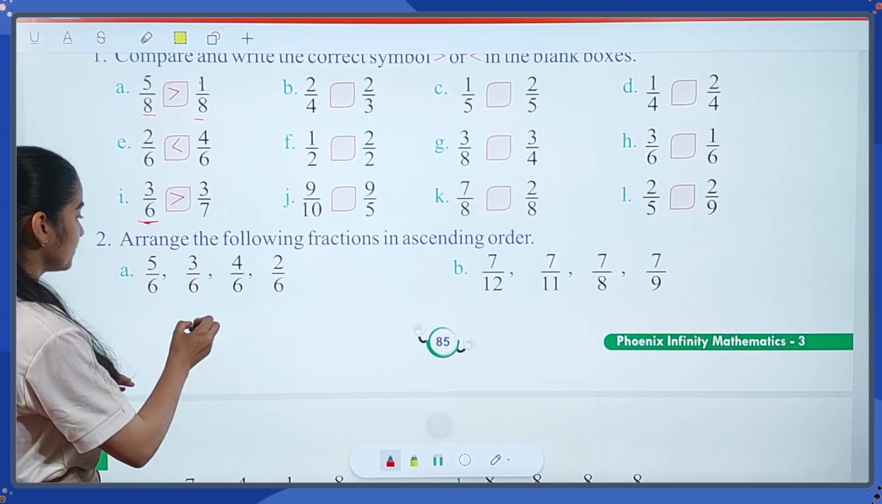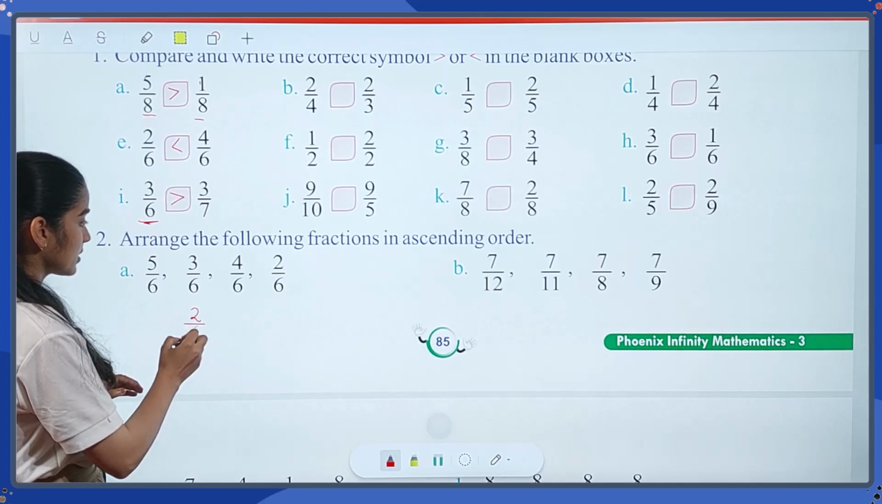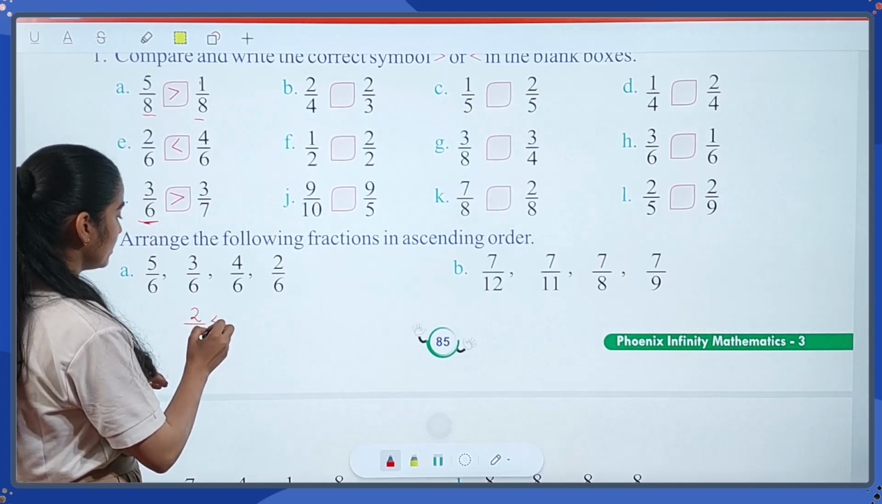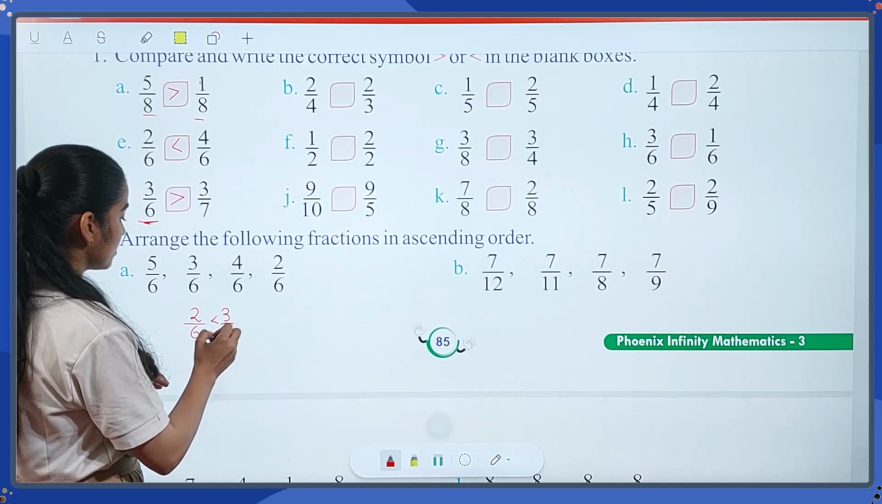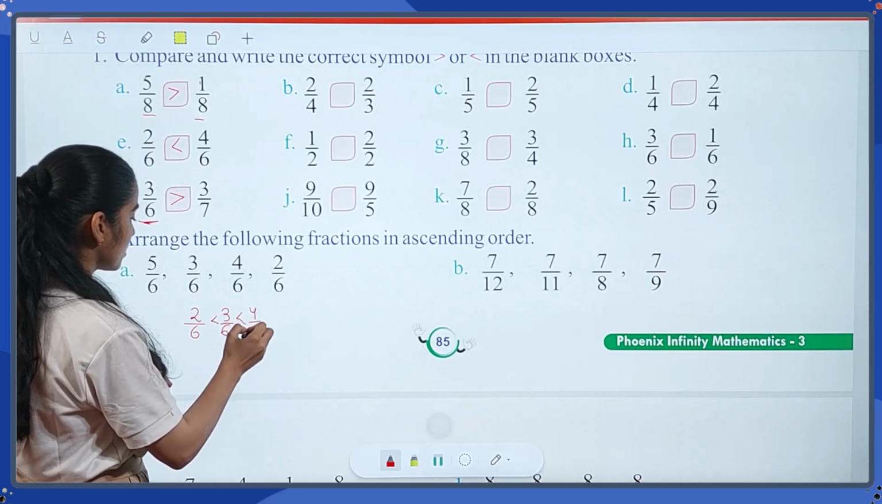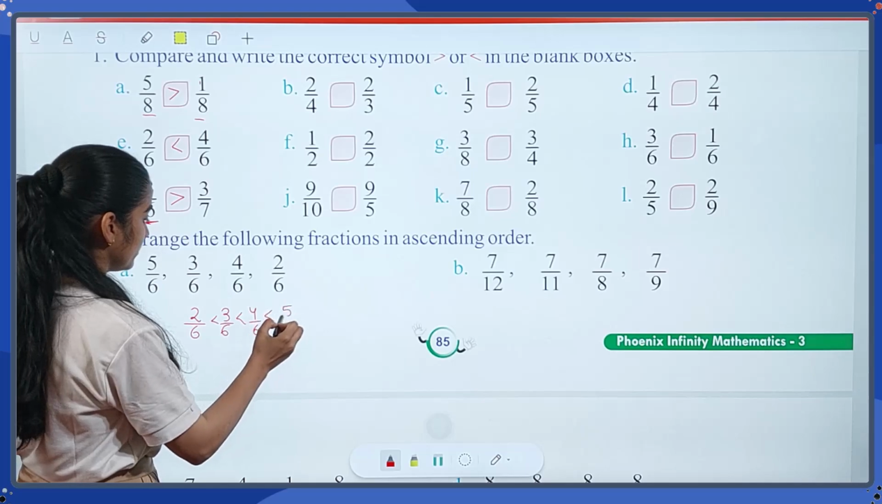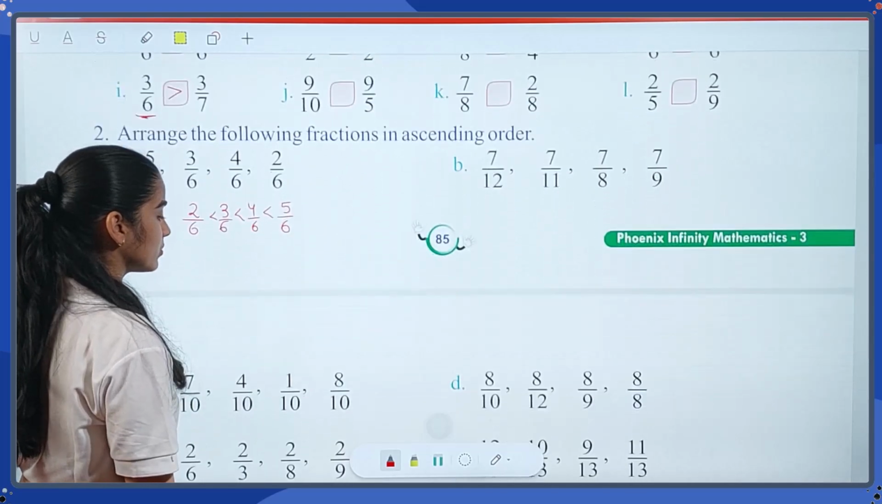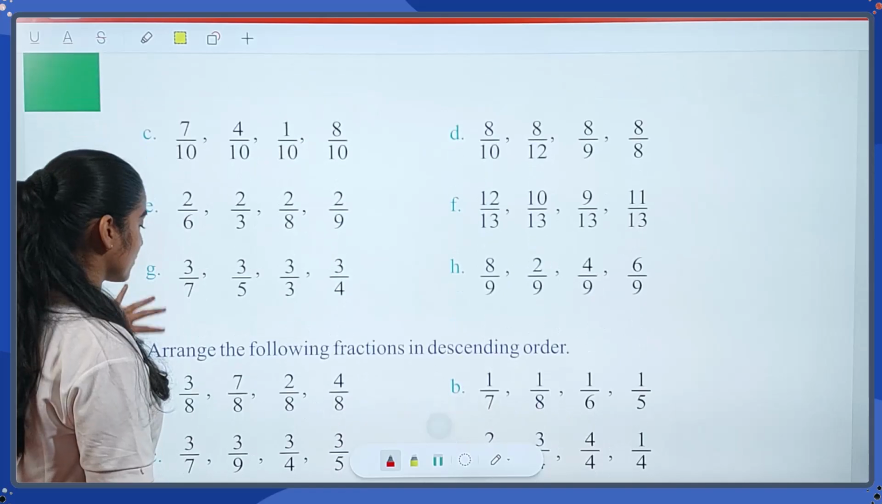Now arrange the following fractions in descending order. So first we write 2 by 6, then 3 by 6, then 4 by 6, and then 5 by 6. You have to write in the same way for the rest of the questions you have.